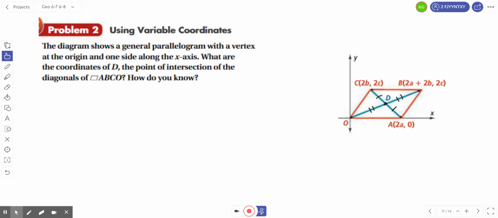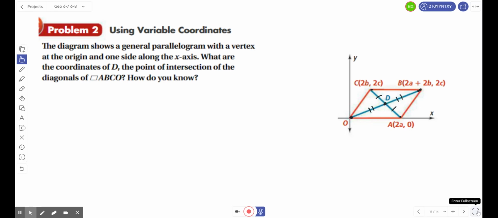I think it'll be much easier to find the midpoint from O to B, because O is 0, 0, and then we'll be working with zeros. And you might be able to just see this. If we go from O to B, it is 2a plus 2b for the x coordinate and 2c for the y coordinate. So going from O to D is going to be half of that.